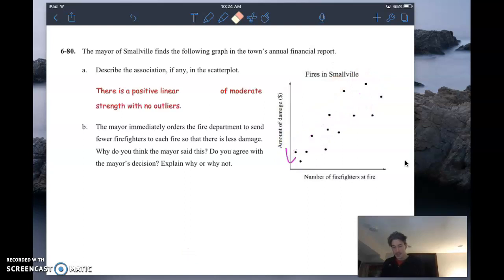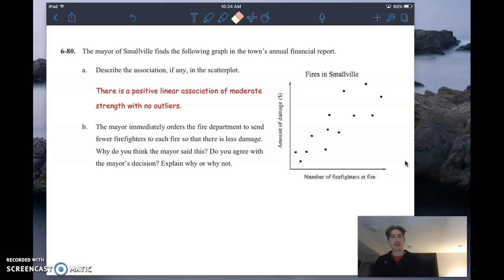And ultimately what I said was, sorry about that. There is a positive linear association of moderate strength with no outliers. And ladies and gentlemen, we can call that moderate. You can call it moderately strong. Sometimes people will combine some of those strength descriptors for that.